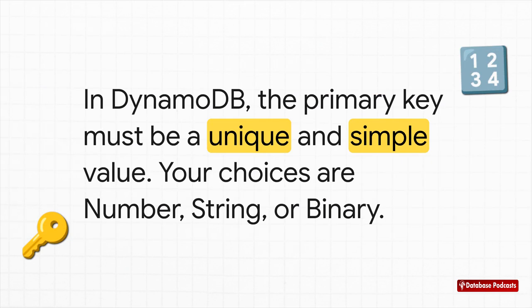So, what is this primary key, really? It's just the unique ID for every single item you put in the table. Now, unlike in SQL, where keys can get pretty complex, DynamoDB keeps its primary key super simple. It's just a number, a string, or a binary value. And that simplicity, that's the secret sauce. That's what makes it so mind-bogglingly fast at finding your data.